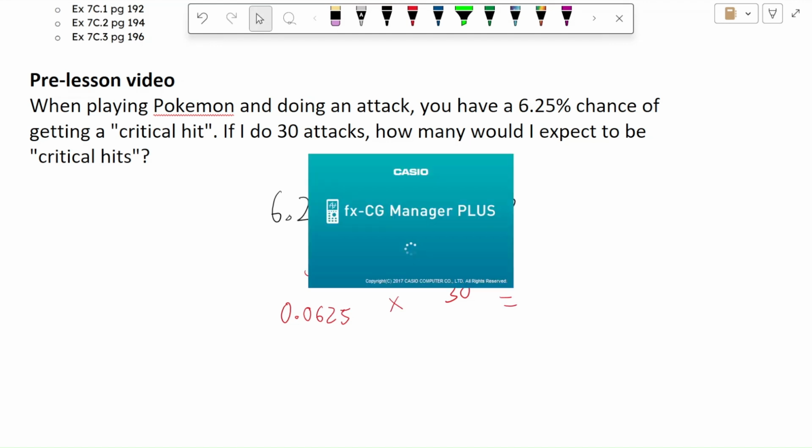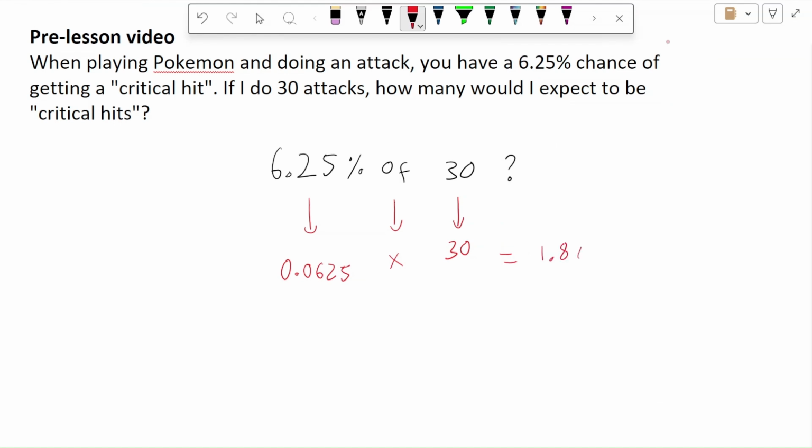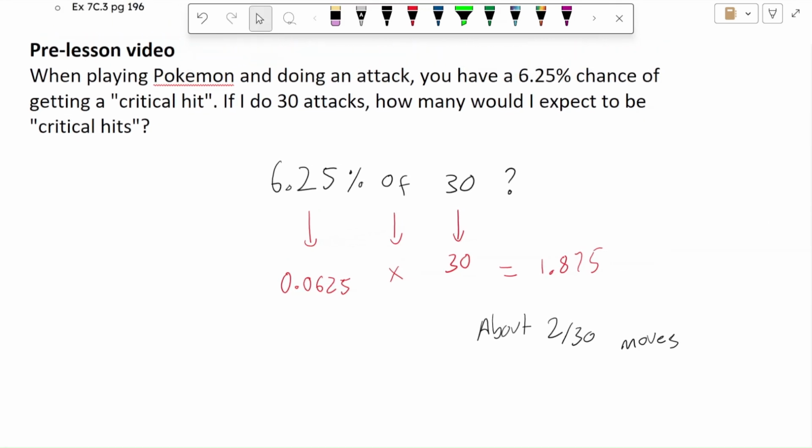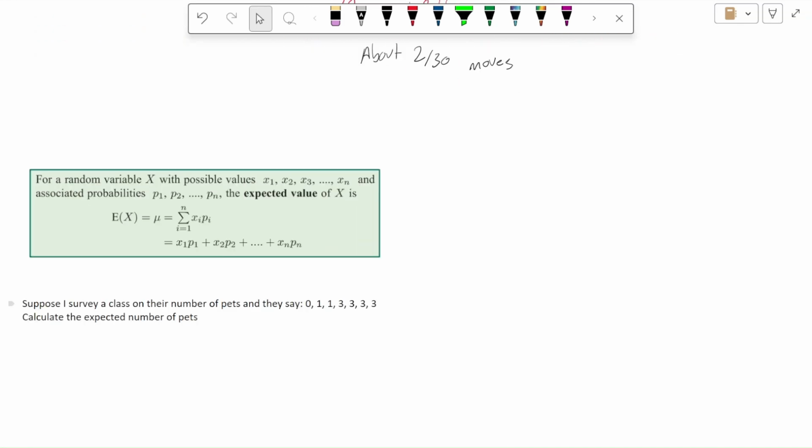Now, if we open up a calculator, we can get that answer. So we're just going to go 0.0625 times 30. 1.875. So it's about 2 out of 30 moves would be critical hits. So, this could actually be useful if you were running a competitive Pokemon tournament and you saw that somebody got 15 out of 30 moves as critical hits, you might suspect something might be going on. Maybe they're cheating somehow. I don't know.